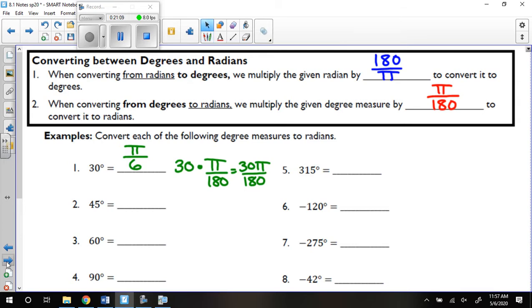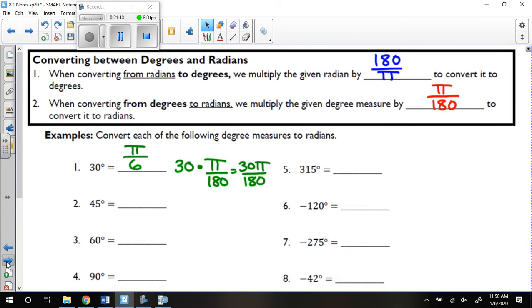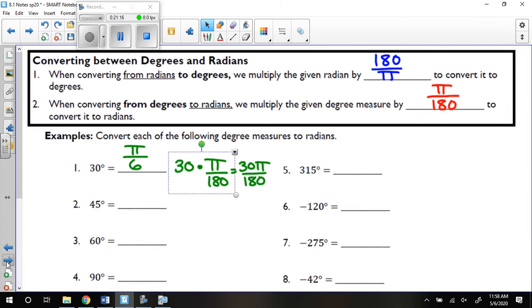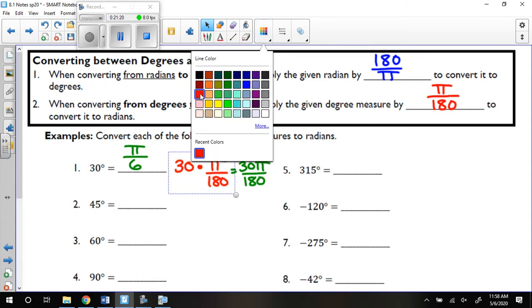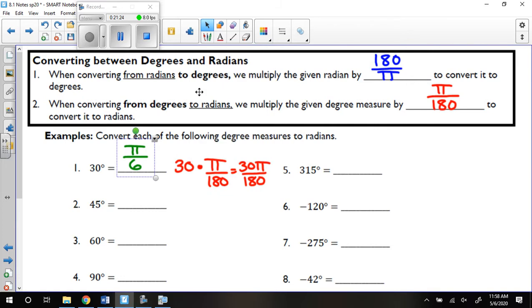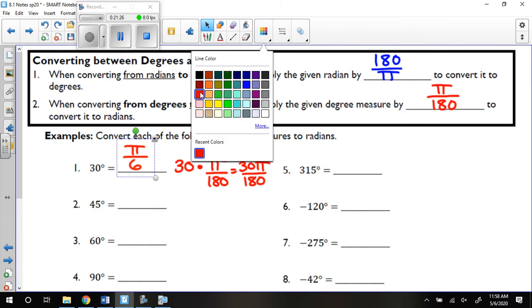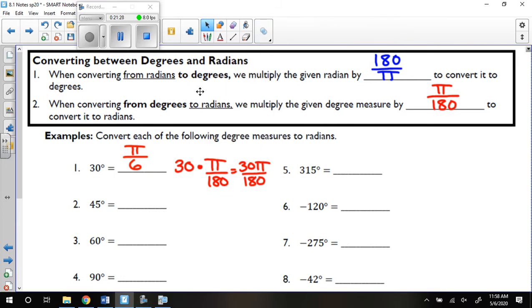And since I've been writing everything in red and blue so far, let me change all of these. Let's change them to red. Let's not throw off my pattern here.